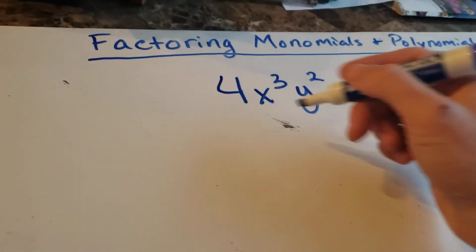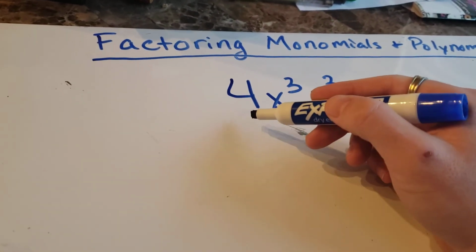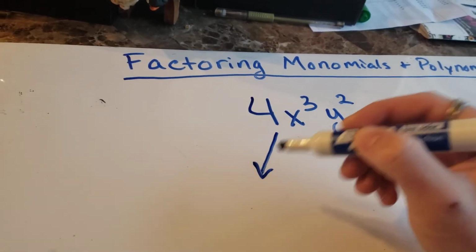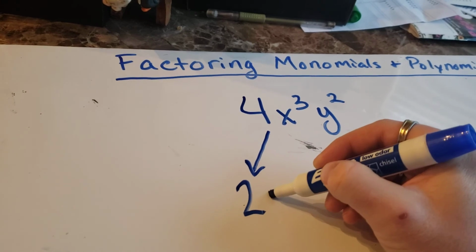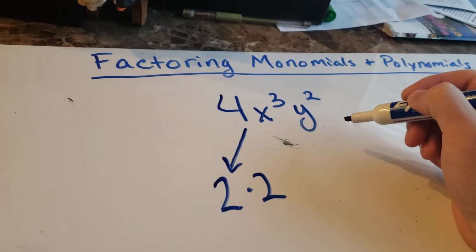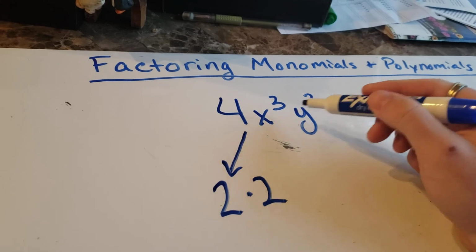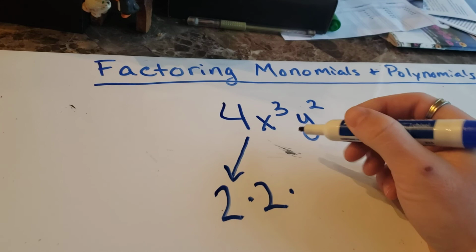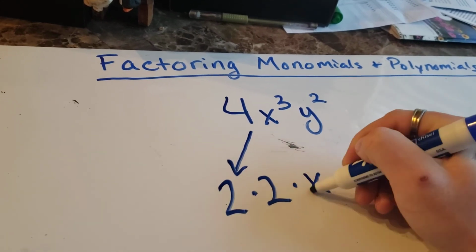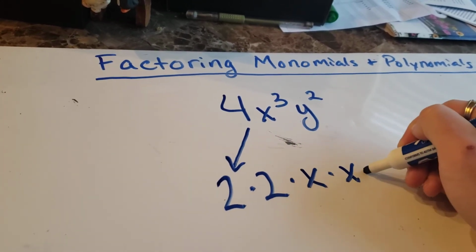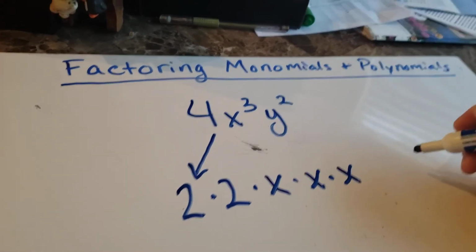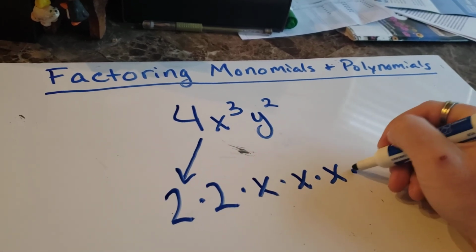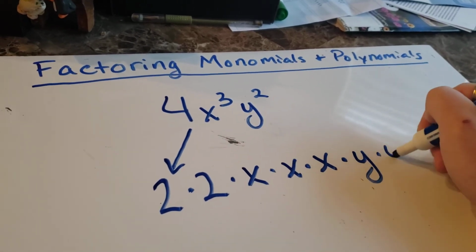So with our coefficient, we're writing out the prime factorization. So how do we make 4? We make it with 2 times 2. Same idea with your variables. We're breaking it down. So what does x cubed mean? Well, x cubed means x times itself 3 times. So we can write x cubed as x times x times x. And then y squared means y times itself. So we would write out y squared as y times y.